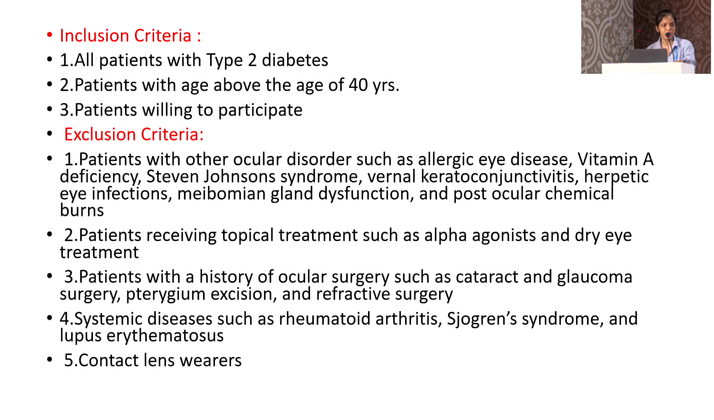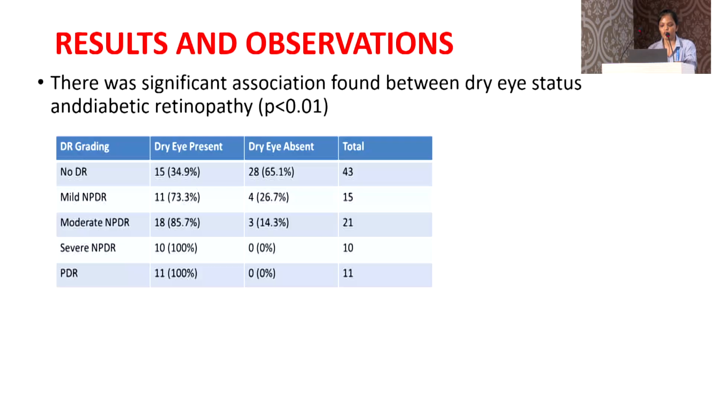The exclusion criteria are severe allergic dry eye disease like vitamin A deficiency, Stevens-Johnson syndrome, and VKC, herpetic eye infection, meibomian gland dysfunction, and post-ocular chemical burn. Patients receiving topical treatment such as alpha agonists and dry eye treatment are also excluded, as are patients with a history of ocular surgery such as cataract and glaucoma, and contact lens wearers.